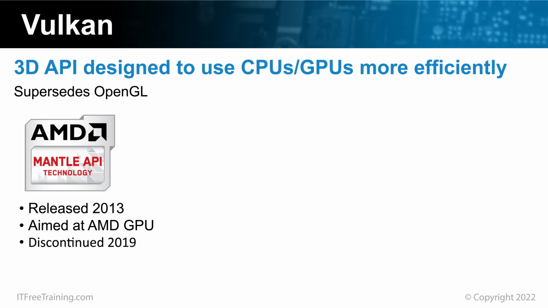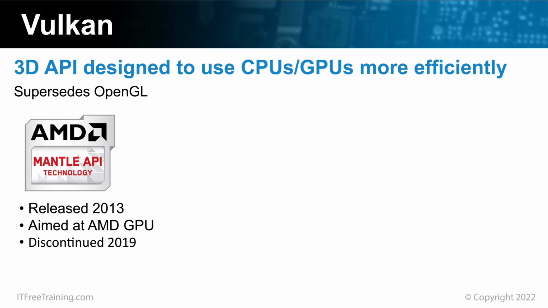Mantle had the objectives of using CPUs and GPUs more efficiently. It did this by removing a lot of the overhead of API calls. It also allowed better low-level programming of the video card. Even though Mantle was discontinued in 2019, this is not the end.